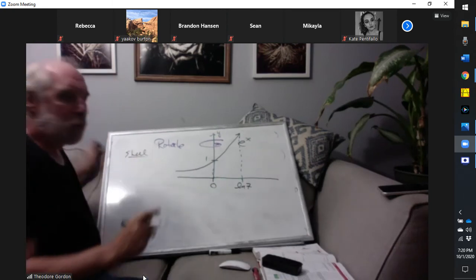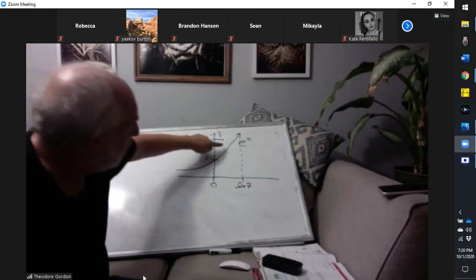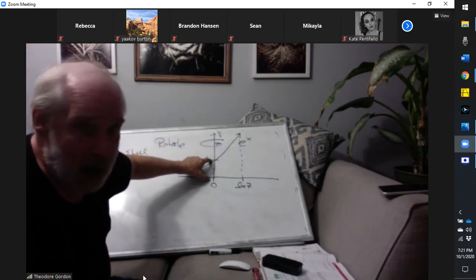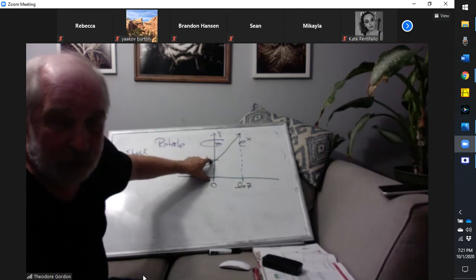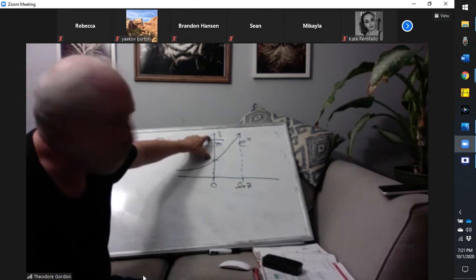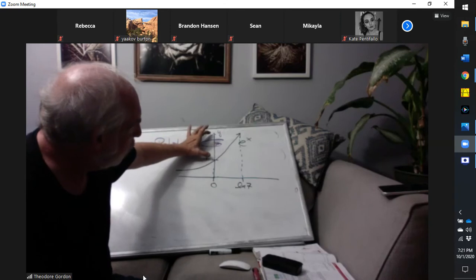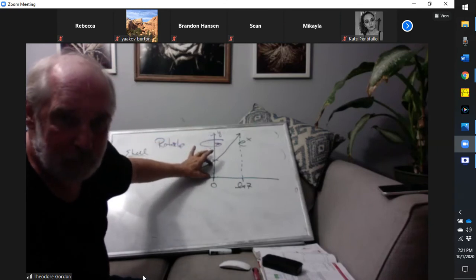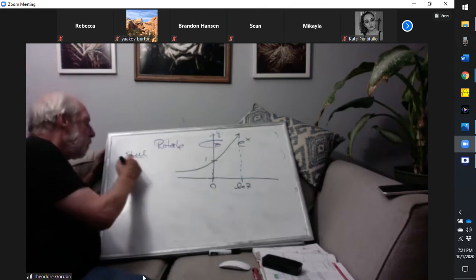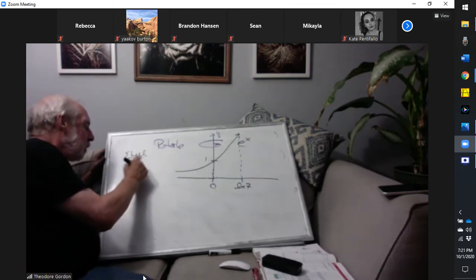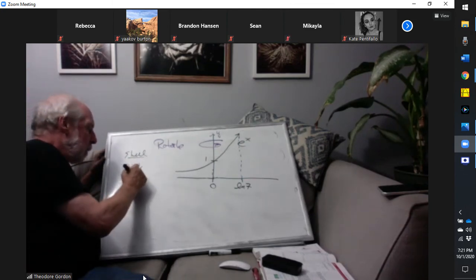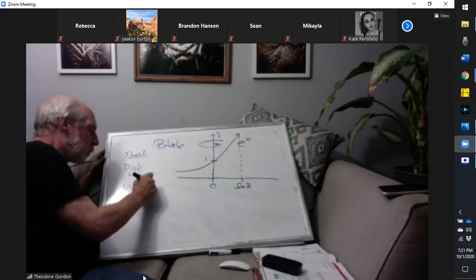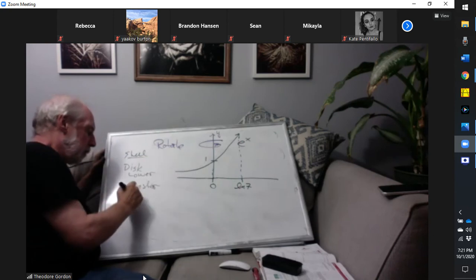Michaela said washer, and she's correct because of this empty space. But look, down here, there's not empty space. So we can use washer, but not for the whole problem. We have to use washer up here and disk down here. So we can use disk for the lower part, and then we would have to use washer for the upper part.